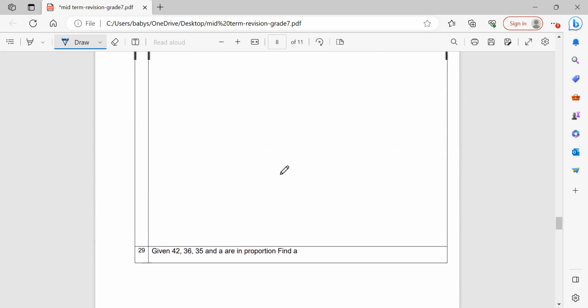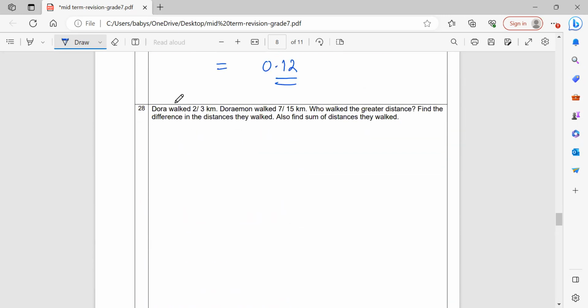Next is, Dora walked 2 by 3 kilometers. You'll see she has walked 2 by 3 kilometers. And Doraemon has walked how much? 7 by 15 kilometers. Who walked the greater distance?